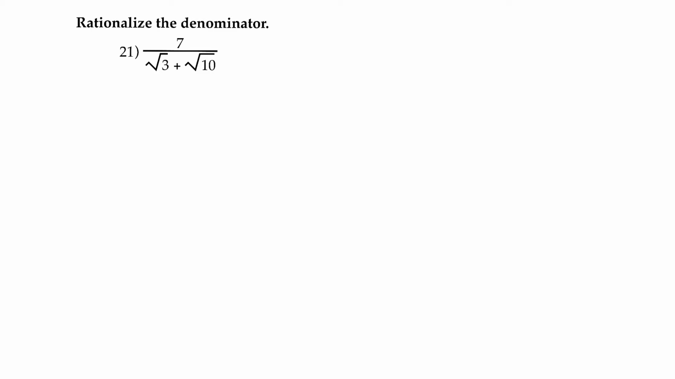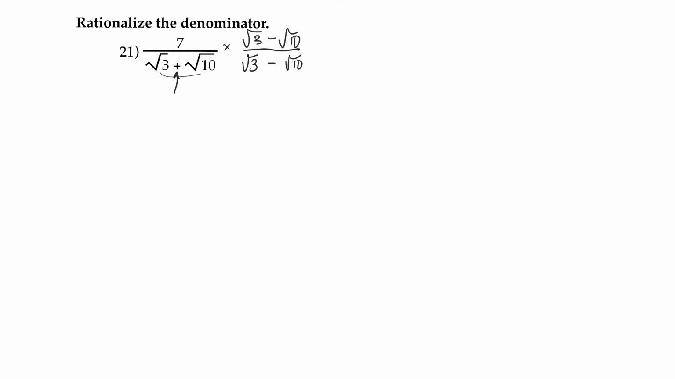Okay, in this case, we are asked to rationalize the denominator, which means lose the radicals on the bottom. And the trick that we use to do that is to multiply top and bottom by the conjugate of the denominator. The conjugate is the same thing, except that the sign changes. So instead of a plus, this will be a minus.